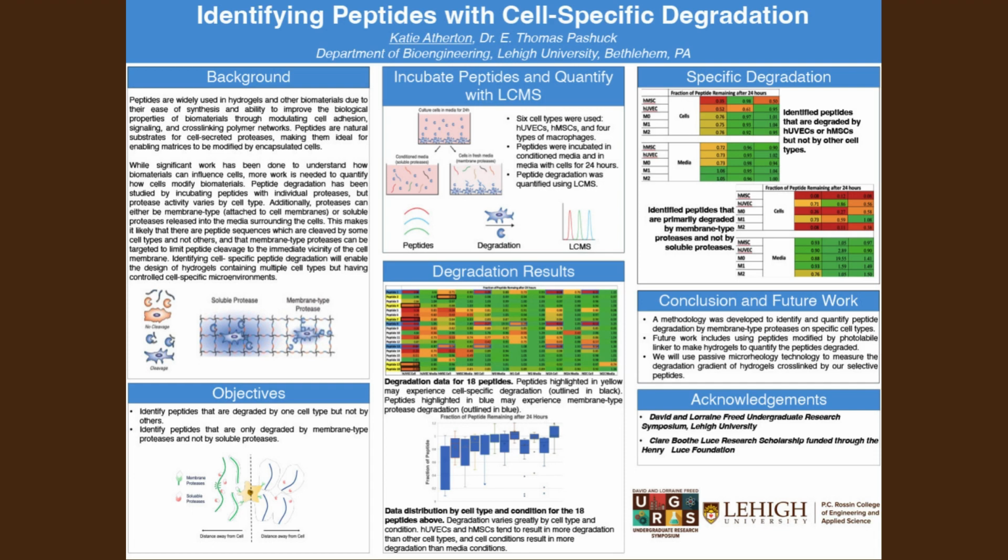So to sum up our work, we developed a methodology to identify and quantify peptide degradation by membrane-type proteases on specific cell types. So future work would include creating large peptide libraries and further testing, using peptides modified by a photolabile linker to make hydrogels, and then quantifying the peptide degraded, and then using microbiology technology to measure the degradation gradient of hydrogels, cross-linked with the peptides that we made.